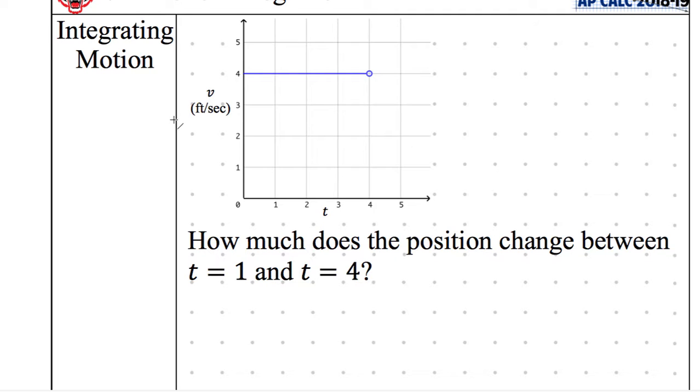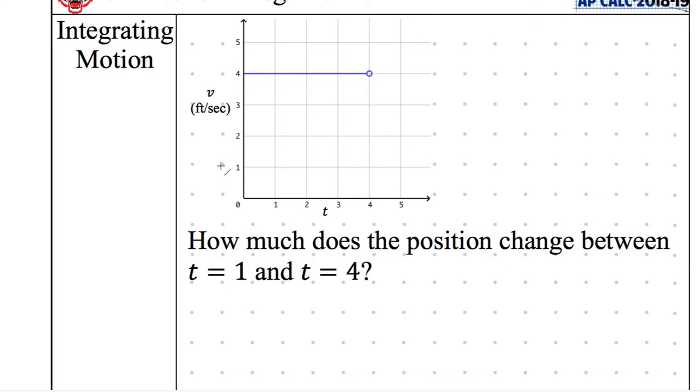So say I have this graph of velocity, and it's measured in feet per second, and I have time on this axis down here, probably measured in seconds, but it doesn't really matter that much. Here is my graph of velocity, and I'm asked this question: how much does the position change between time 1 and time 4?